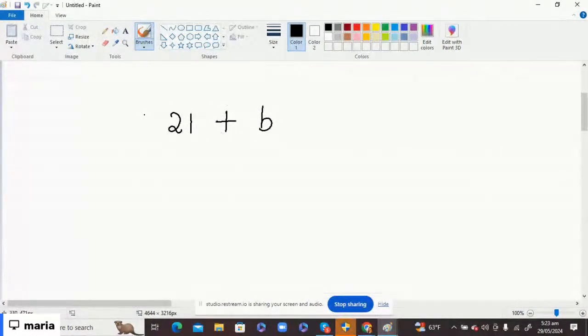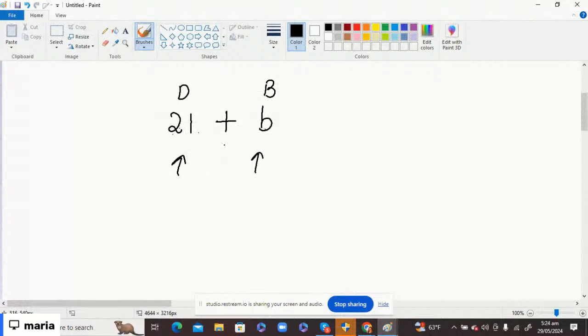So choose the expression that shows how many buttons Brenna has. This is 21 plus B, because 21 is Dabby's buttons. Brenna has B more than Dabby. So this is your Dabby and that is Brenna. So Brenna is B more than Dabby. More is basically a plus expression. We are going to write it here.